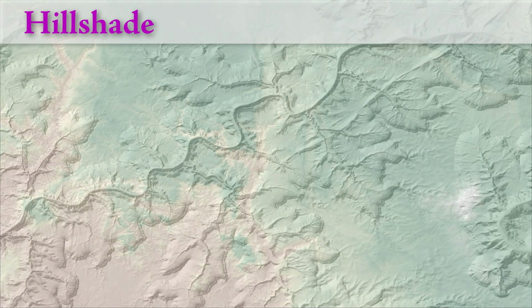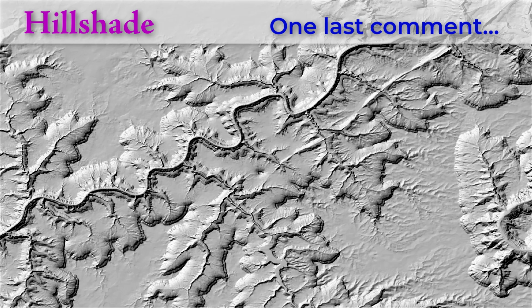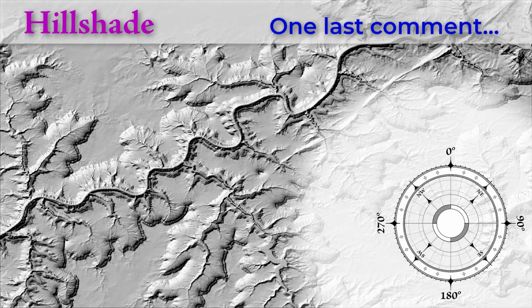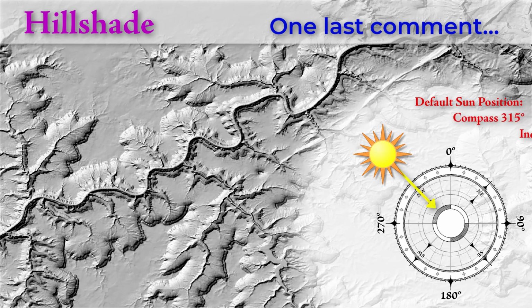And one last comment on hillshades. In the northern hemisphere, the sun usually shines from a southerly direction. However, the hillshade tools by default place the sun in a northerly direction, specifically in the northeast at a 45-degree inclination. Why is this? Why, by default, put the sun in a position it never actually occupies, or at least for people in the northern hemisphere?